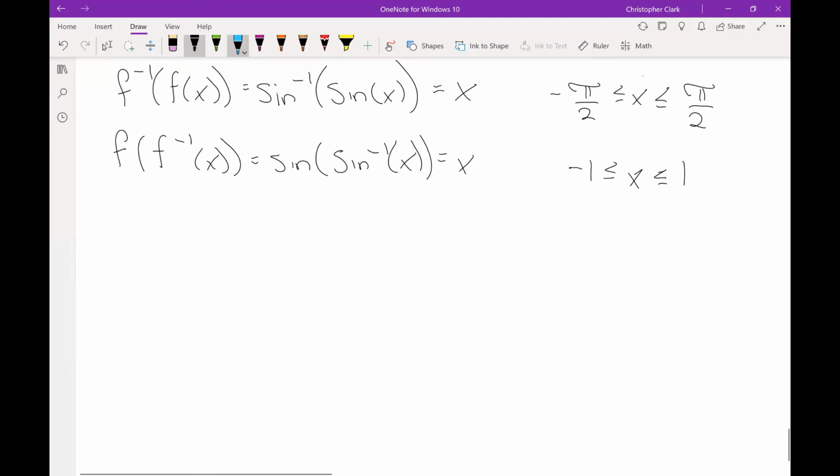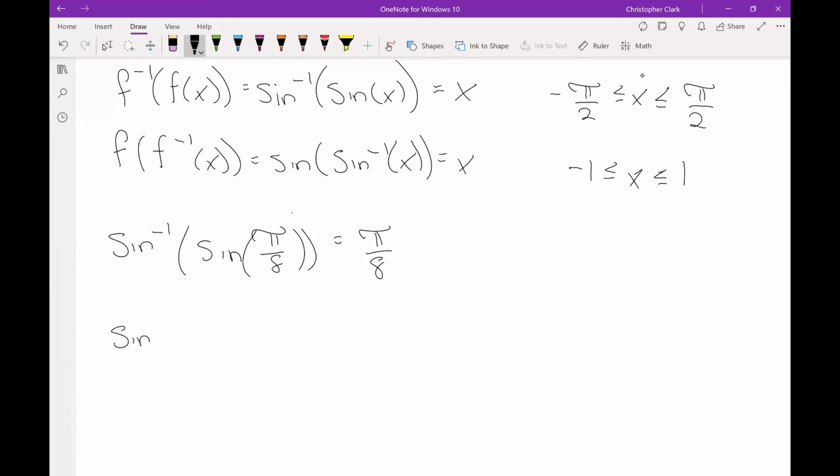Okay, so we can just do an example real quick. Supposing I asked for sine inverse of sine of pi over 8. All right, well, first and foremost, does this make sense? So pi over 8 does in fact fall between negative pi over 2 and pi over 2, so we're good. And at that point, all that's left is to say that these undo each other. We just get pi over 8.